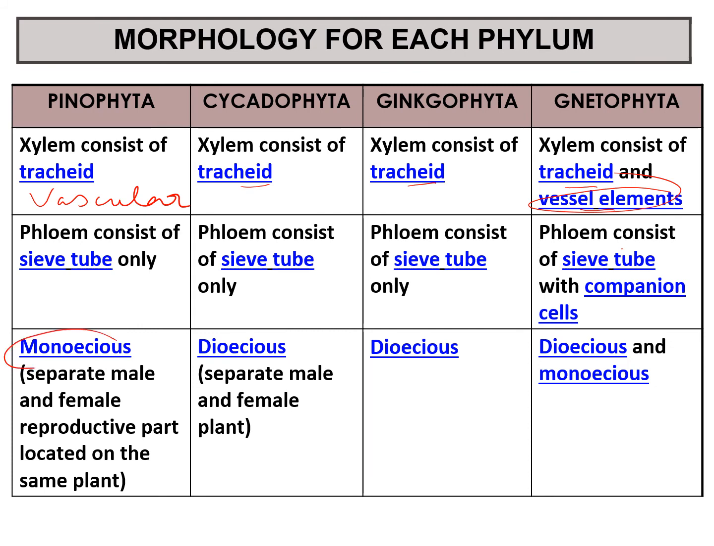And then monoecious, dioecious. Okay, this term means mono means single, meaning pokok dia ada satu jenis saja. The separate male and female reproductive part located on the same plant. Jadi tak ada tumbuh pokok jantan, pokok betina. No male or female plant. While for Cycadophyta, we can find 2 separate male and female plant. Okay. Ginkgophyta, dioecious also, meaning that we should be able to find male Ginkgo biloba and female Ginkgo biloba. Gnetophyta ada yang dioecious, ada yang monoecious.